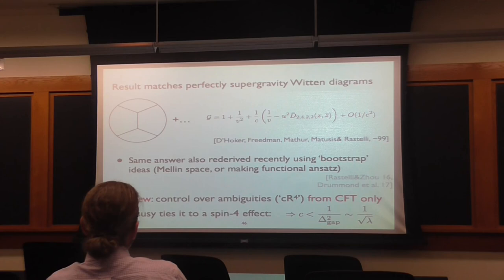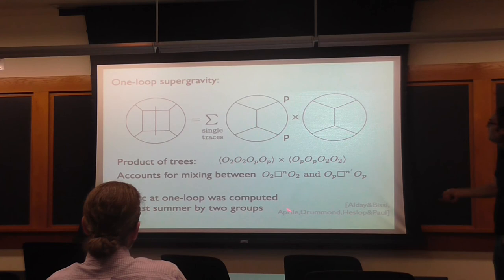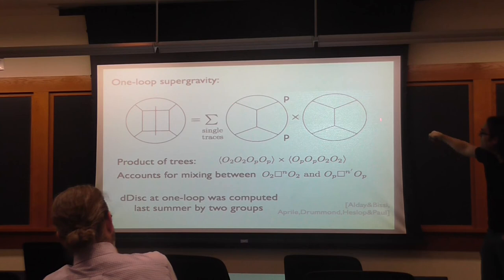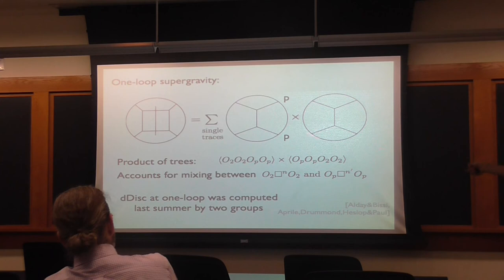So once you understand tree level, you can apply this at one loop. The first thing you need at one loop is that the double discontinuity around the graph really works like unitarity, like the Cutkosky rule. You have to solve all the things here. Strictly speaking, what these things mean in the CFT is mixing between different double trace operators. But it really works like calculus rules. So we have to compute this product of trees, which is known. It was computed last summer by some groups, and just by feeding that into the inversion integral, we get the formula.